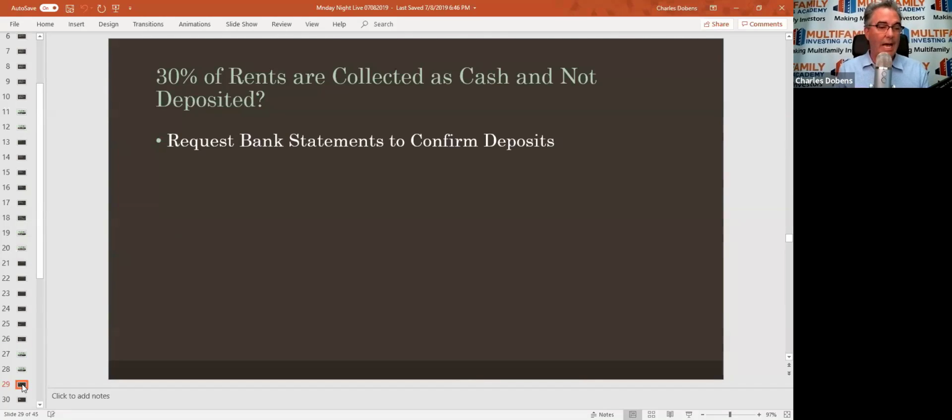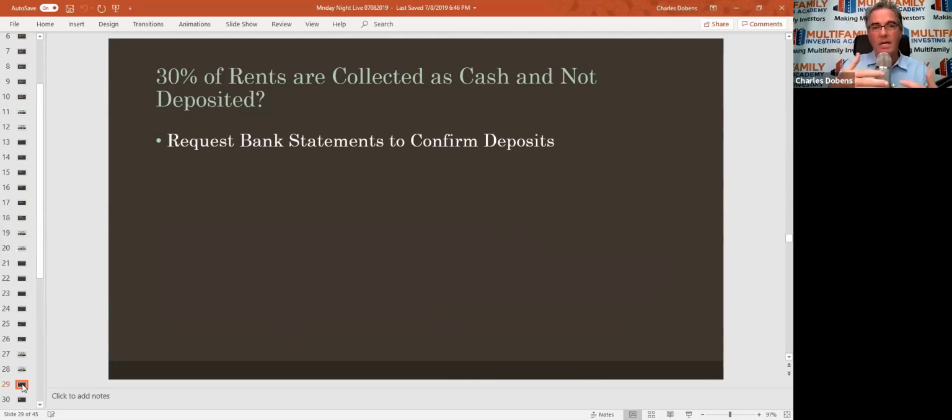Because this is actually happening to one of my students. He's in the middle of due diligence. And let me tell you something. He's coming out looking like a rock star, and the seller is doing everything that my student is asking. And I want you folks to understand this is how you control a deal.